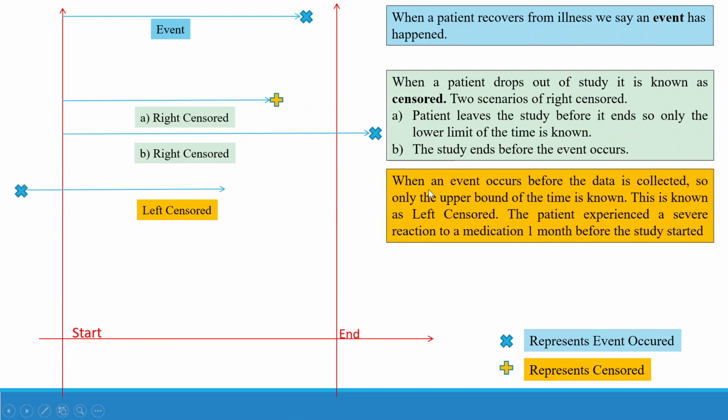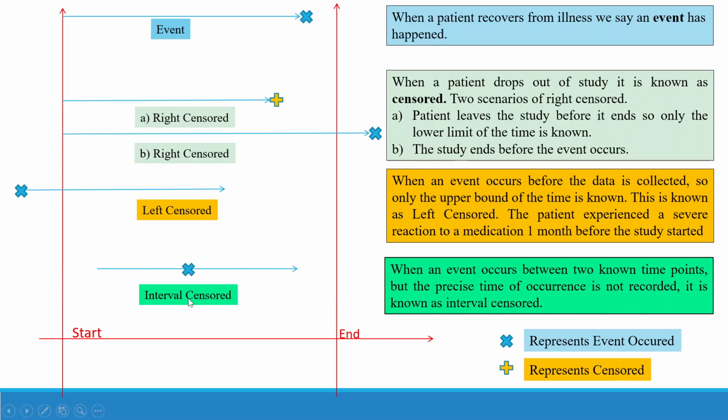Left censoring: when an event occurs before the data is collected, so before the starting point, only the upper bound of time is known. This is known as left censored. For example, the patient experienced a severe reaction to medication 1 month before the study started. So that is left censored. Interval censored: an event happened at a time which is not precise. When an event occurs between two known time points, but the precise time of occurrence is not recorded, it is known as interval censored.